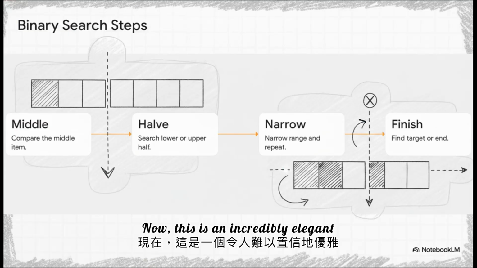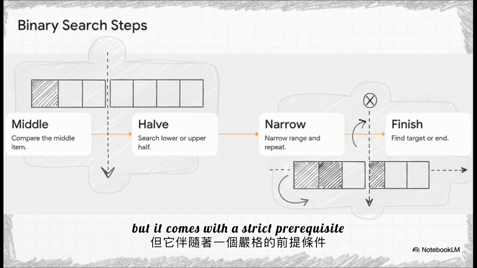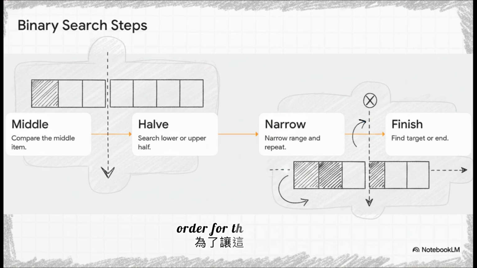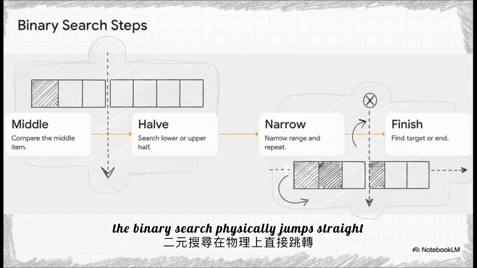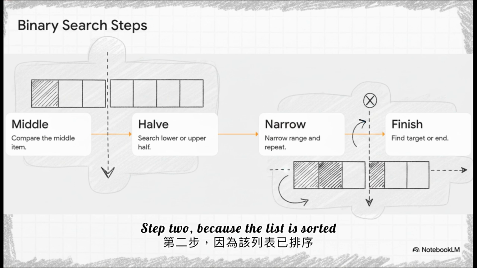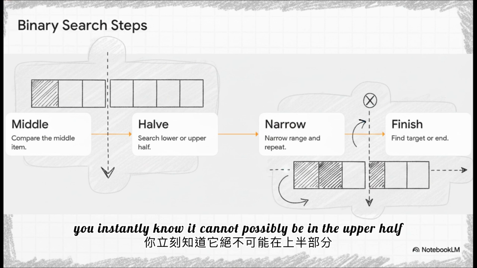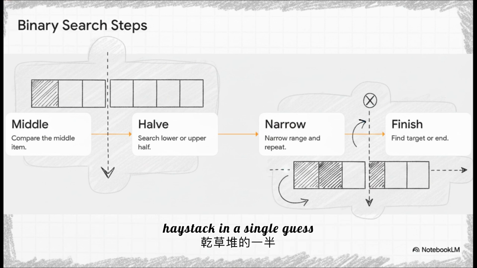Now, this is an incredibly elegant, highly evolved algorithm, but it comes with a strict prerequisite. Your data absolutely must be sorted in ascending order for this to work. But if it is sorted, we no longer have to check items sequentially. Instead of starting at the beginning, the binary search physically jumps straight to the middle of the dataset. Step 1, compare your target to that middle item. Step 2, because the list is sorted, if your target is smaller than the middle item, you instantly know it cannot possibly be in the upper half. Boom, you just eliminated half of your massive haystack in a single guess.